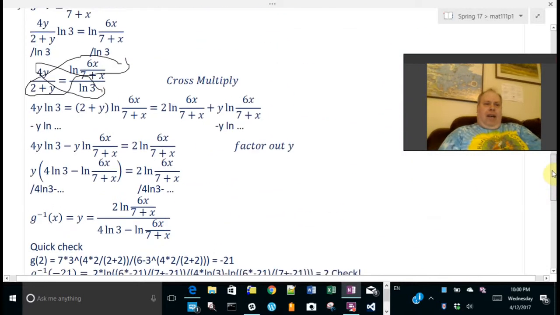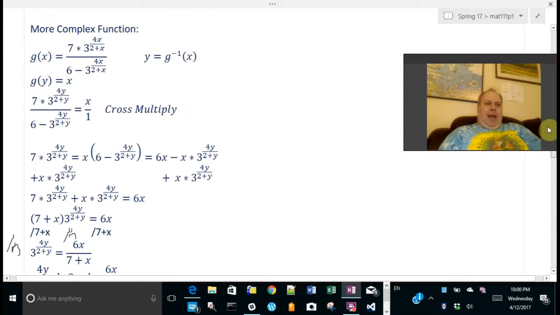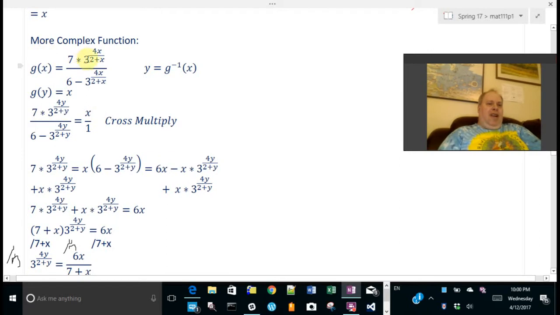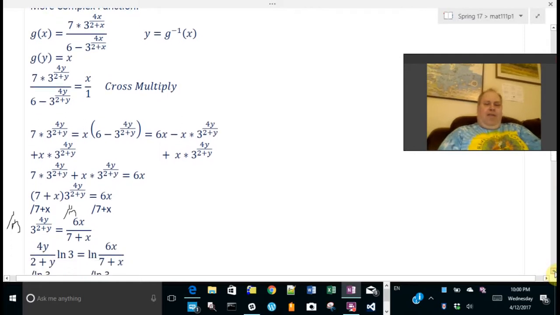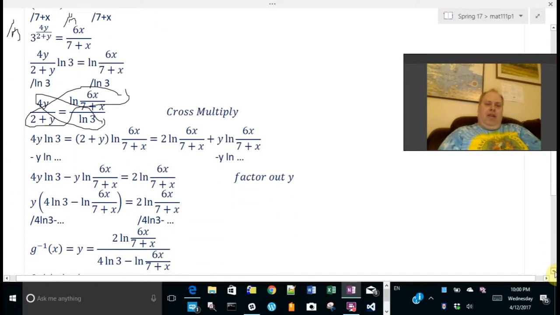So we go back, here is our complicated function: 7 times 3 to the 4x over 2 plus x, over 6 minus 3 to the 4x over 2 plus x. I'm giving you this kind of function, but you'll probably have a slightly simpler function to invert on your exam, so watch this carefully.